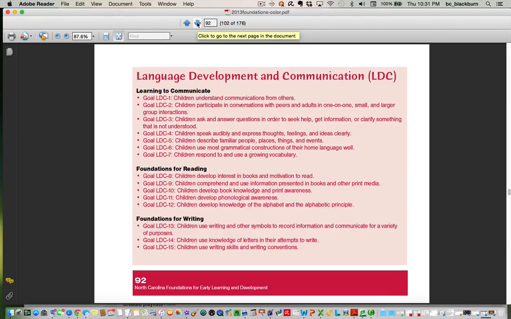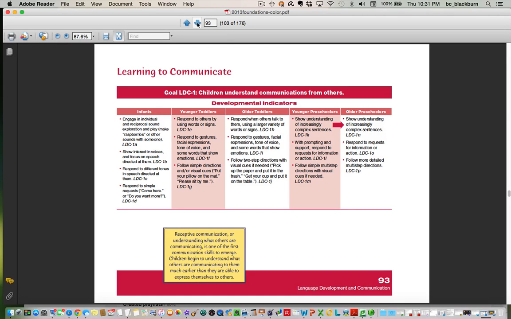Welcome back. Now that you have read the 2 articles on early literacy, let's return to our Foundations book and look at pages 93 to 99, where you will see the specific developmental indicators for each goal listed for the first subdomain, learning to communicate. Also take note of anything you see in a yellow box.